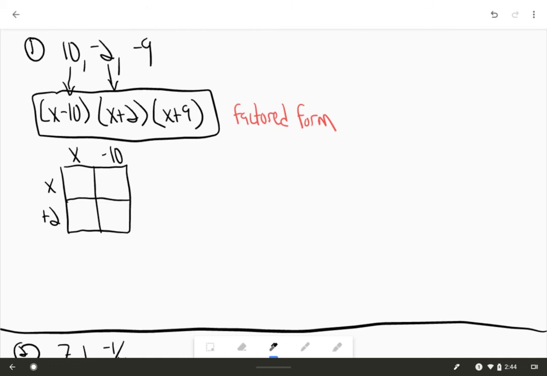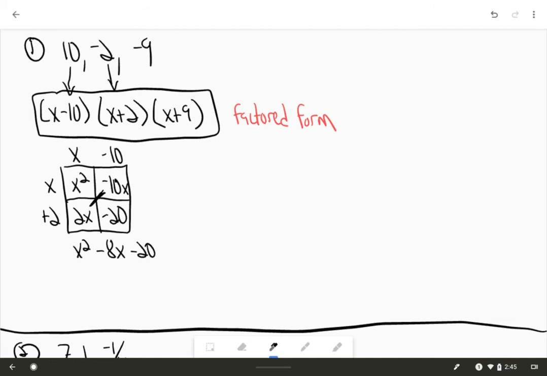So x times x is going to be x squared. -10 times x is going to be -10x. 2 times x is going to be 2x, and 2 times -10 is going to be negative 20. So when I write this out, I'm going to get x squared, and then negative 10x and positive 2x becomes negative 8x, and then minus 20. So that's the answer when I multiply the first two.